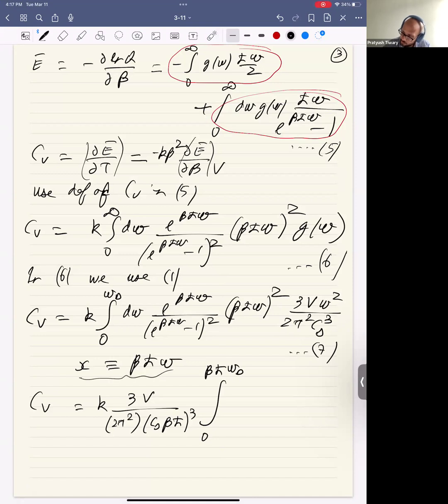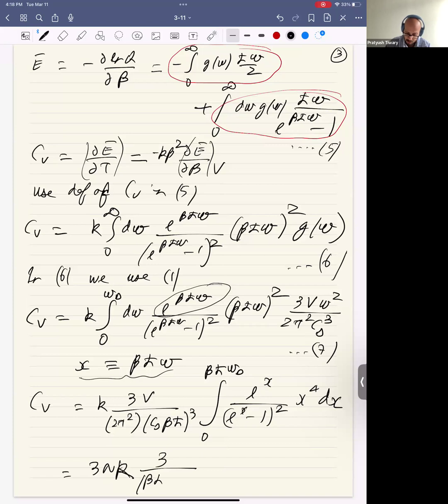So, but now pay attention. This x means this becomes e to the power x, right? So we get e to the power x by e to the power x minus 1 whole square multiplied by x to the power 4 dx. So we have something now which looks interesting, and we can simplify it one step further and write this as 3nk, k is Boltzmann constant, 3 by beta h cut omega D whole cube, integral 0 to beta h cut omega D, e to the power x, x to the power 4 by e to the power x minus 1 whole square dx. This is equation 9.